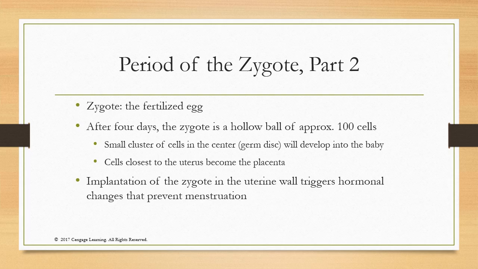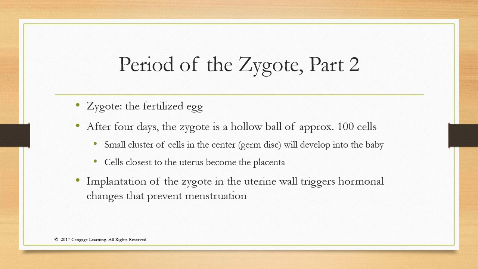The cells closest to the uterus become the placenta. So if you remember that picture, it starts to make that ring, and so the middle of it is the germ cells, the germ disc is the baby, and the outside ring will be the placenta that protects the baby and feeds it during the gestational period. Implantation of the zygote in the uterus will trigger hormonal changes that prevent menstruation, and what gives you that positive on your pregnancy test. So once it's attached to the uterus, that's what tells the body that it's pregnant.